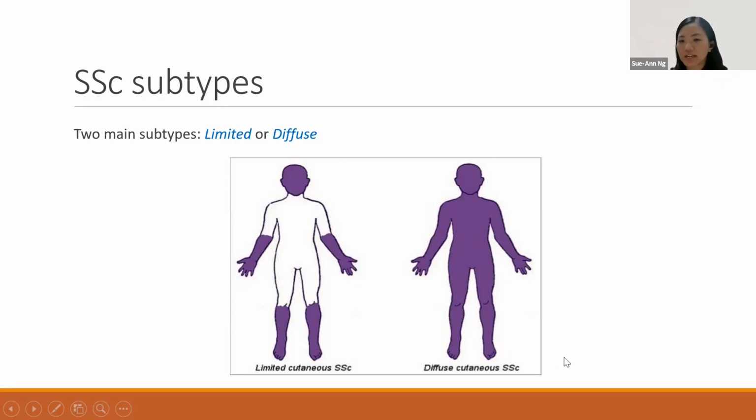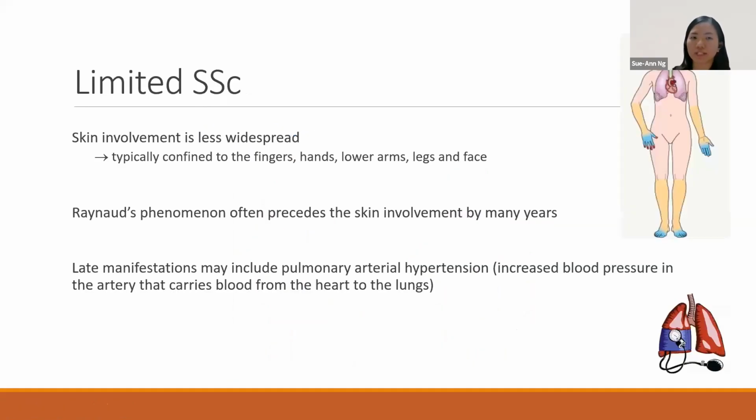In the diffuse subset, the skin involvement is actually more widespread, and patients can experience involvement of the skin that can extend from the elbow upwards, the knees upwards, and involvement of their body as well. So we'll talk a little bit more about the two main subtypes of systemic sclerosis.